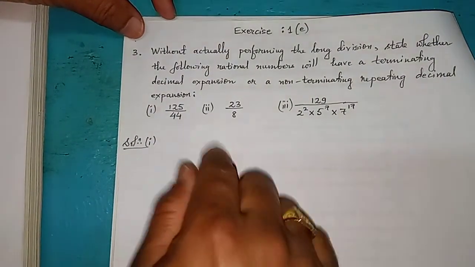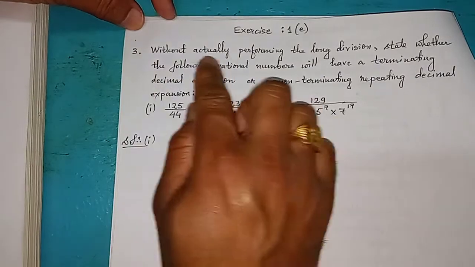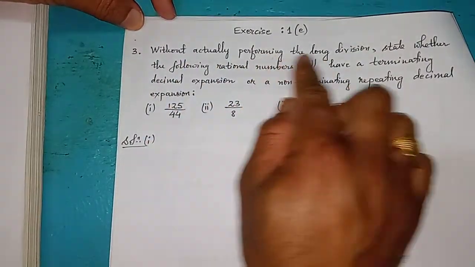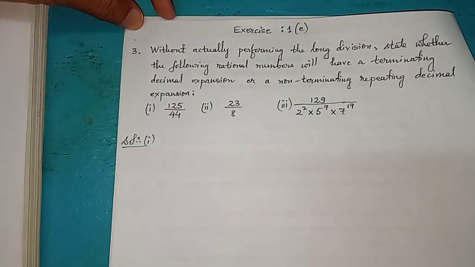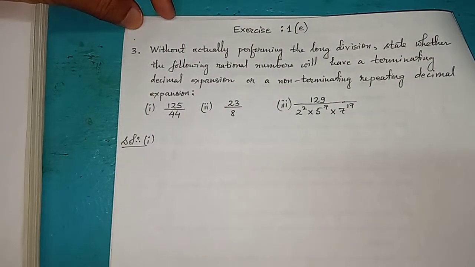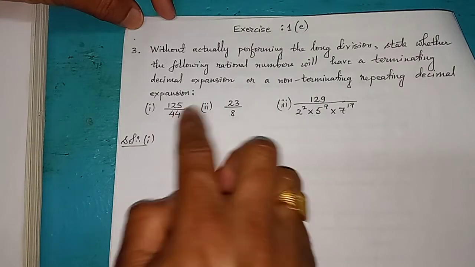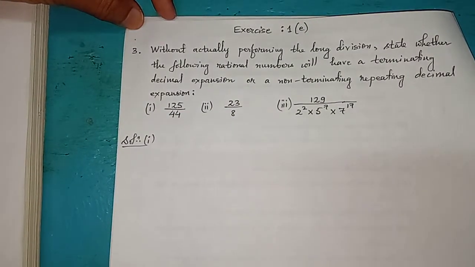But in this question number 3, they have clearly stated that you are not to perform long division, you are not allowed to divide. Without actually performing the division, you have to say whether these rational numbers have a terminating decimal expansion or a non-terminating but repeating decimal expansion. So how to do it? Here's the answer.